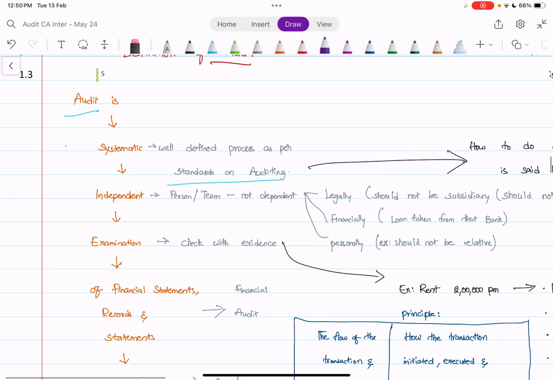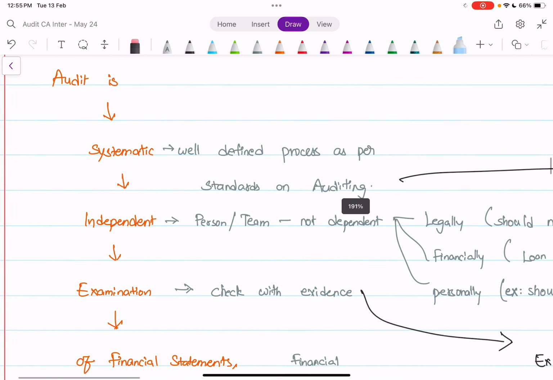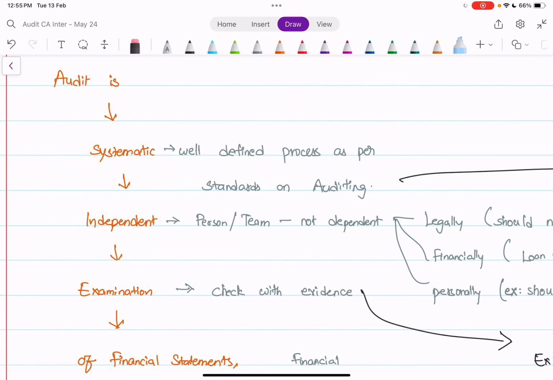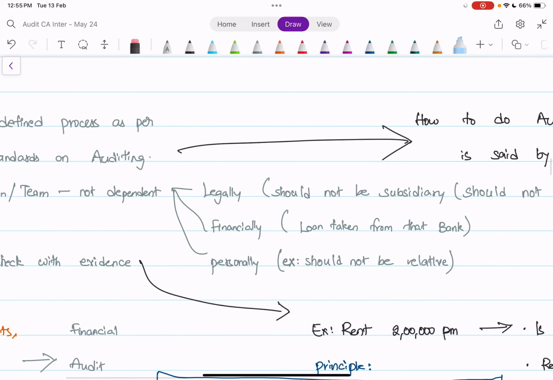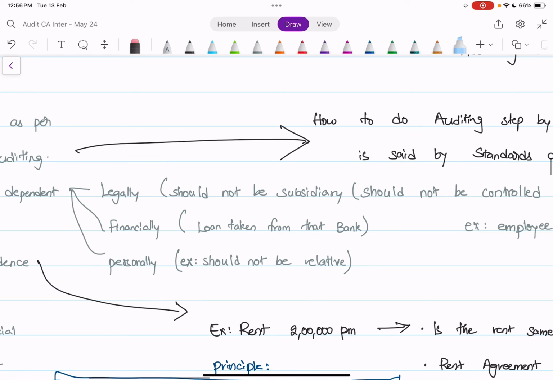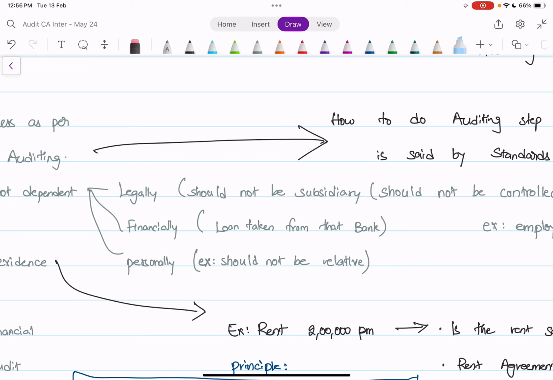Nice. And independent. What does independence mean? A person who is doing the audit has to be independent of the company. He should not be related to the company legally, financially, or personally. What does that mean? Legally, he should not be answerable to the company or otherwise. For example, he should not be an employee of the company or a subsidiary of the company.